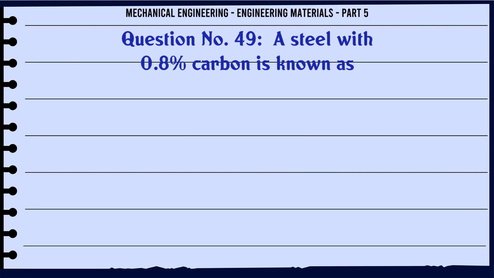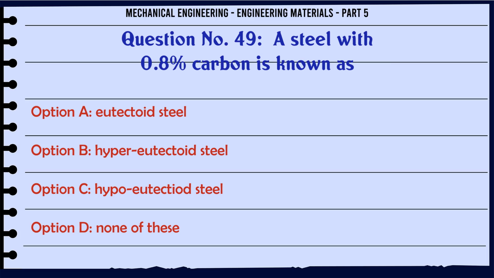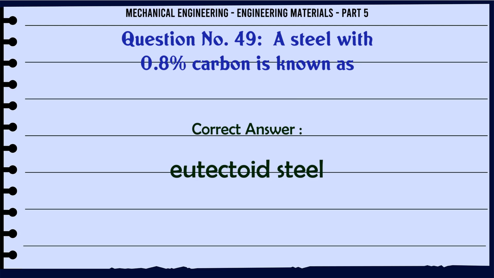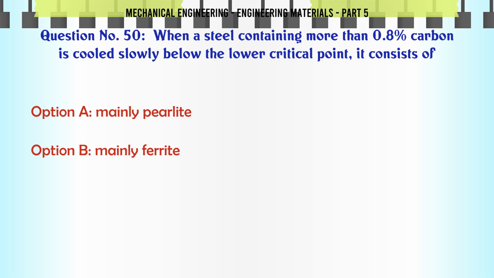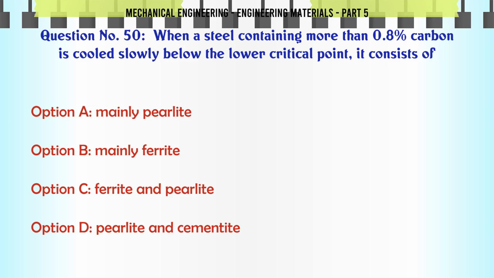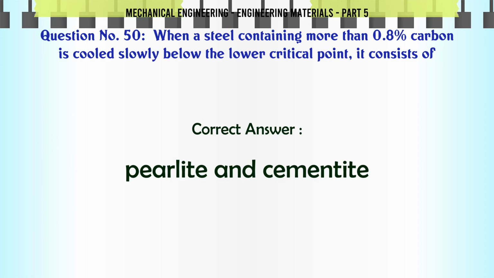A steel with 0.8 carbon is known as: A. eutectoid steel. B. hypo-eutectoid steel. C. hyper-eutectoid steel. D. none of these. The correct answer is eutectoid steel. When a steel containing more than 0.8 carbon is cooled slowly below the lower critical point, it consists of: A. mainly pearlite. B. mainly ferrite. C. ferrite and pearlite. D. pearlite and cementite. The correct answer is pearlite and cementite.